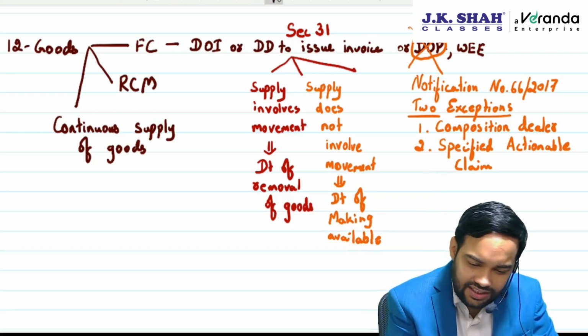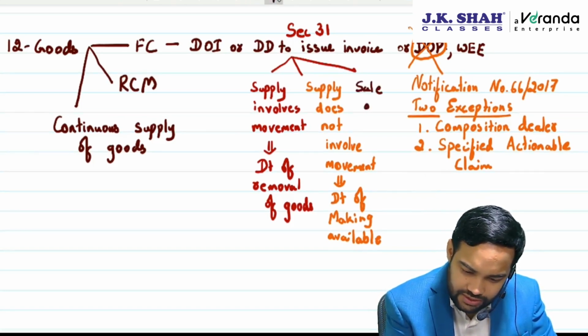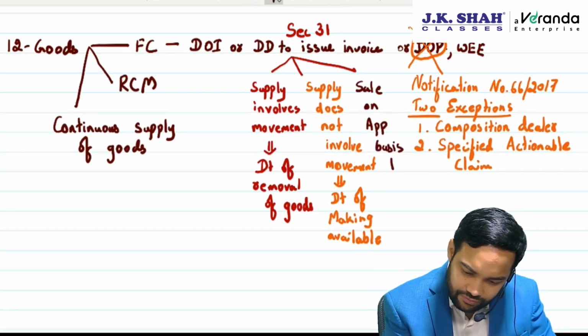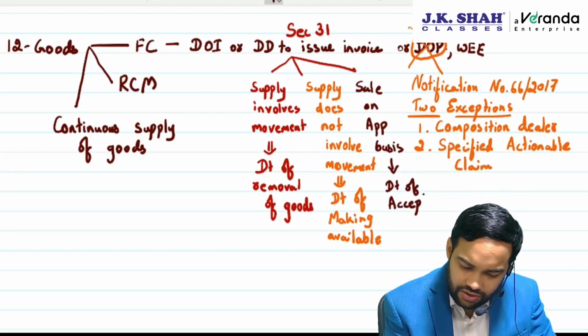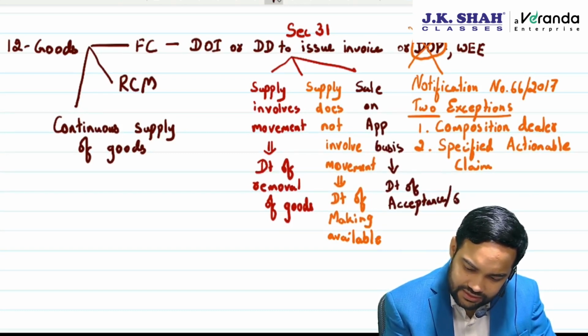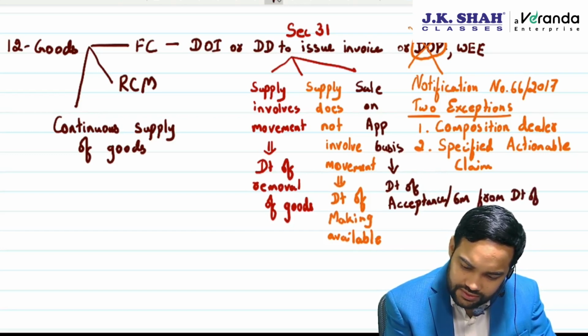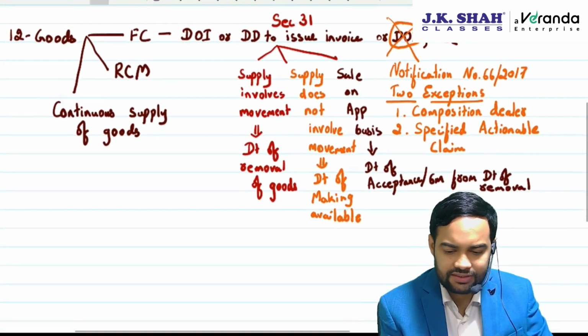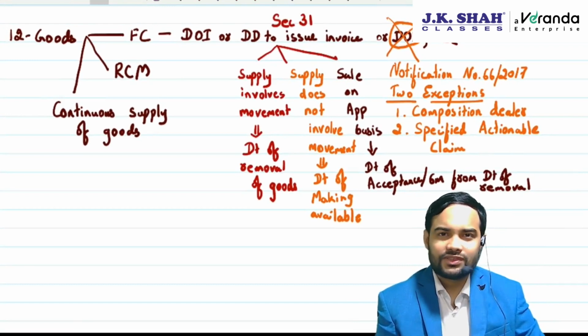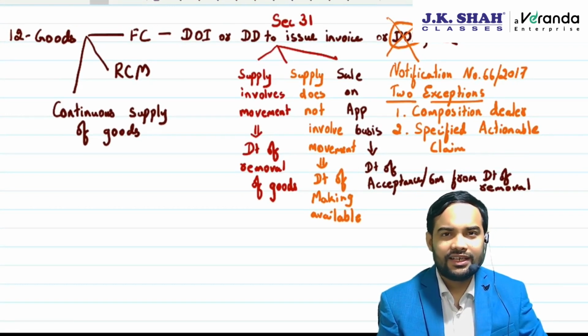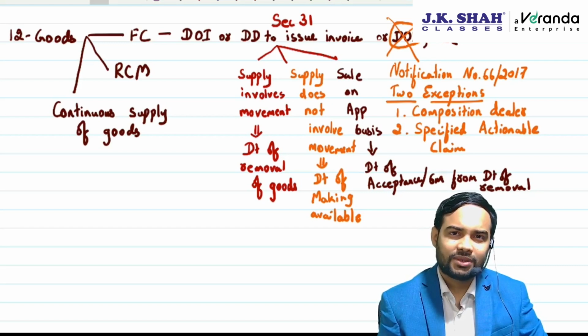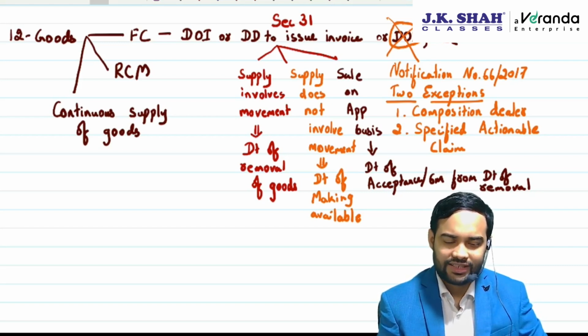And the last one is sale on approval basis. Now, sale on approval basis, date of acceptance, or the law says 6 months from date of removal of goods. Here there is a time limit put, because if the goods are not removed within 6 months, not accepted within 6 months from the date of removal, then the time of supply will arise and the taxpayer will have to pay the tax from his pocket.